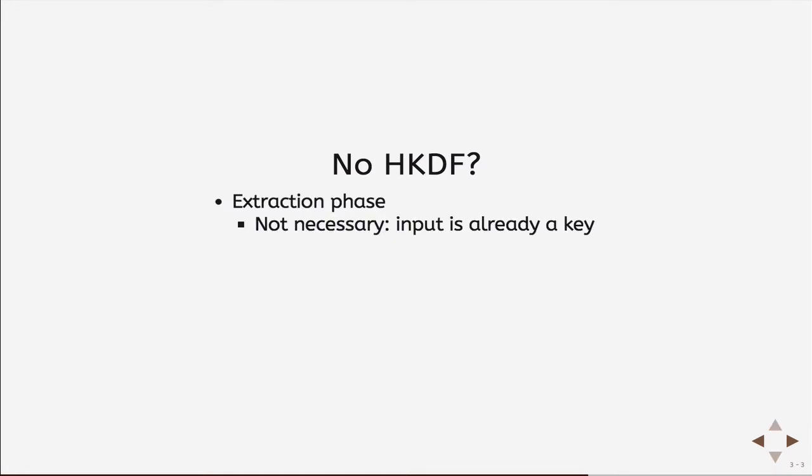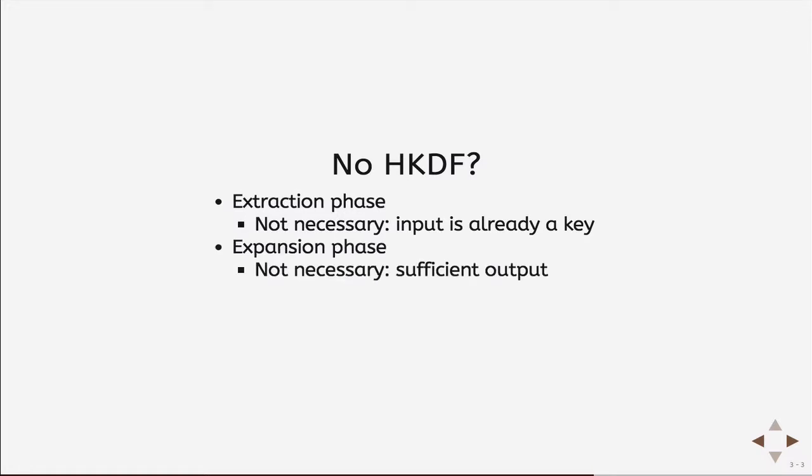Well, first of all, what does HKDF give you? It gives you an extraction phase where you give it a bunch of bytes as input and it extracts entropy from that. Now, that's not necessary in our case because the input is already a cryptographically random key, so there's no point in having the extraction phase. The RFC for HKDF specifically mentions that there are a lot of cases where you already have cryptographically random input and can simply skip the extraction phase. So that in itself is not a reason to not use HKDF.